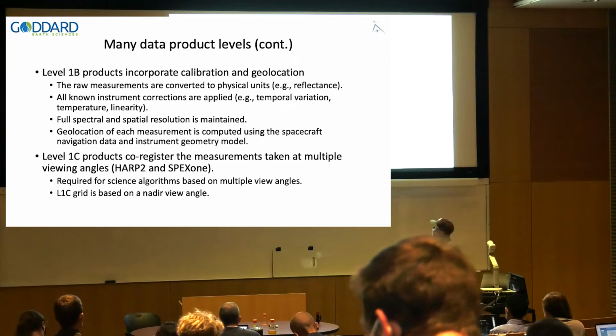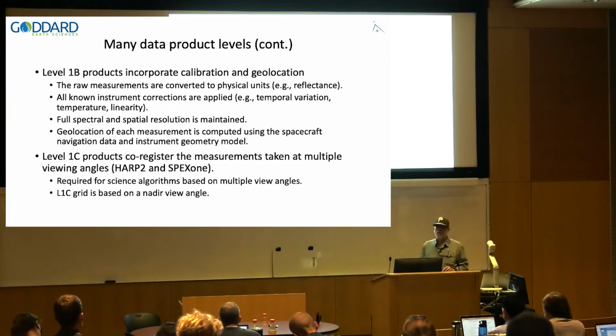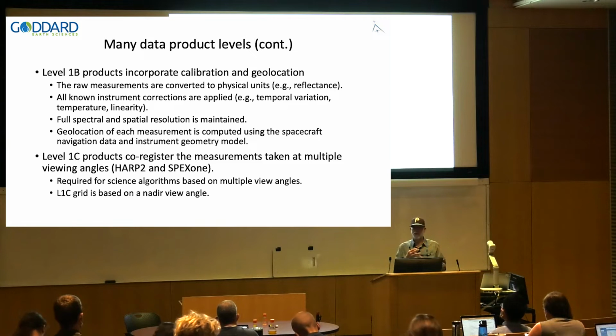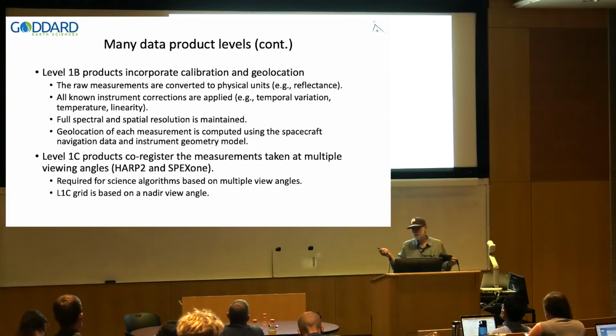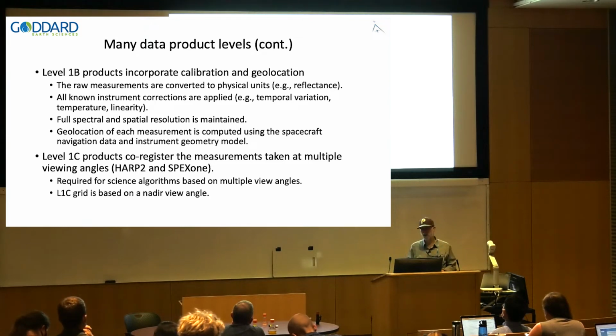Finally, we have this step we call geolocation, which is where we take the navigation information, which is the spacecraft position and orientation, and we combine that with an instrument geometric model to determine where every measurement of the instrument was looking on the Earth. And that's also a job that has to be done very precisely, because we're talking about instruments with, in the case of OCI, 1 kilometer resolution at nadir. Some instruments, of course, are much higher than that.